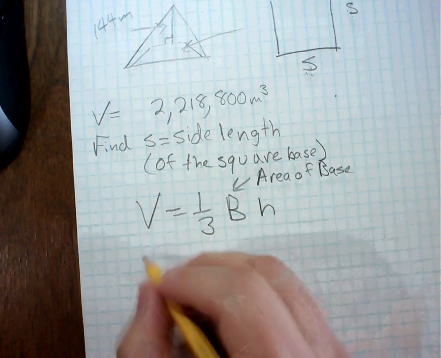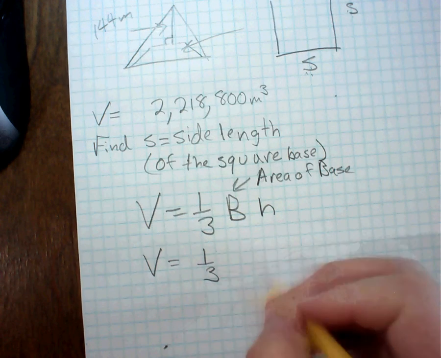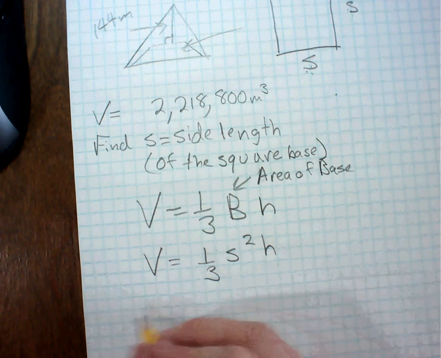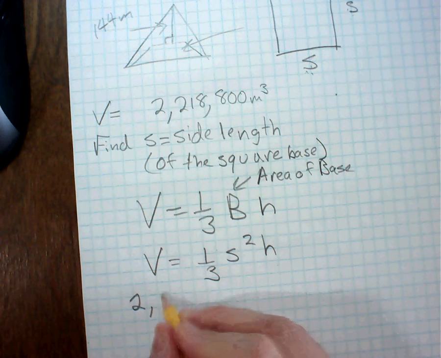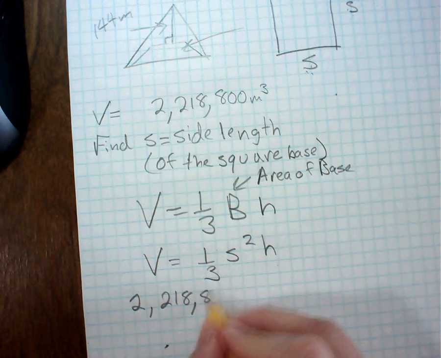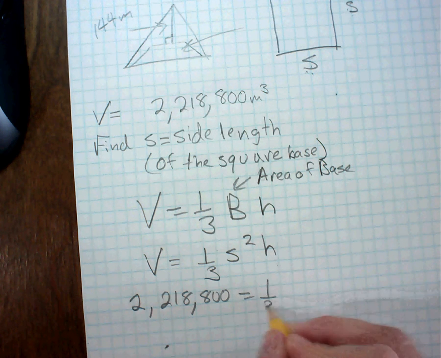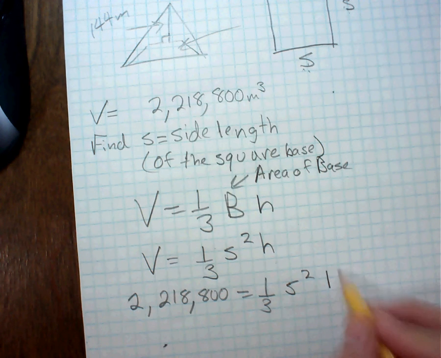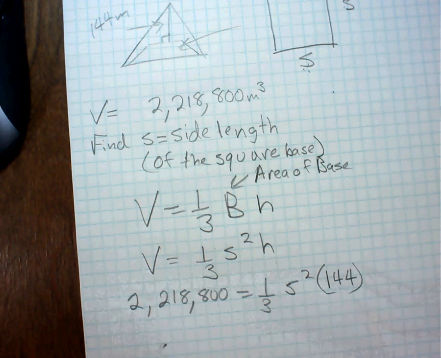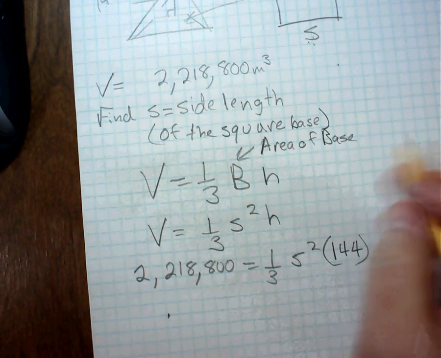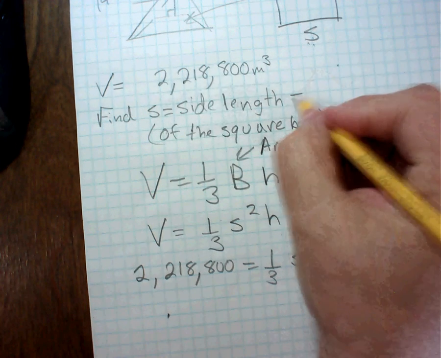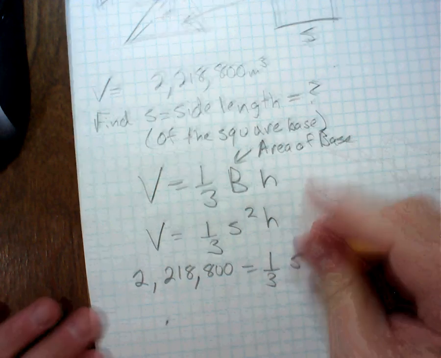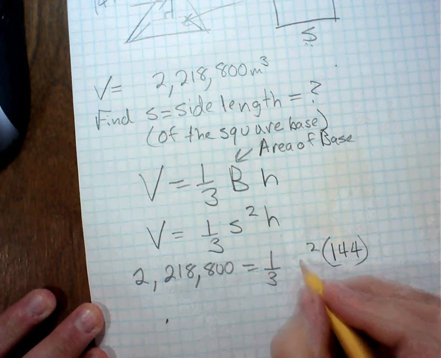So then our formula changes slightly to 1/3 times S squared times H. And we're given that the volume is this really big number, 2,218,800, is equal to 1/3 times S squared times the height, which is 144. So now, we're asked to find the side length, S, so we've got to algebraically get S by itself.